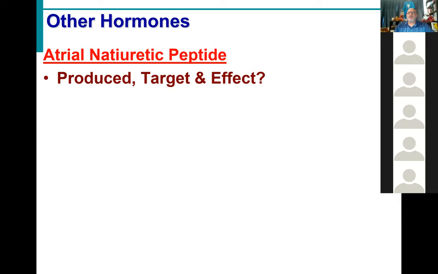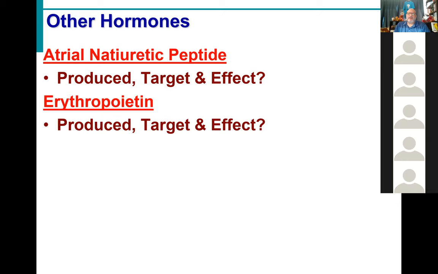All right, so let's talk about some other hormones produced from some of the other cells, and some of these are ones we've talked about, and some of these are ones we will talk about. Let's talk about this one again. Where is atrial natriuretic peptide produced? Atria of the heart. Excellent. What is its target? Kidney. And what does it tell the kidney to do? To release water to urine. Release more water. Right. Lowers the blood pressure. Excellent.